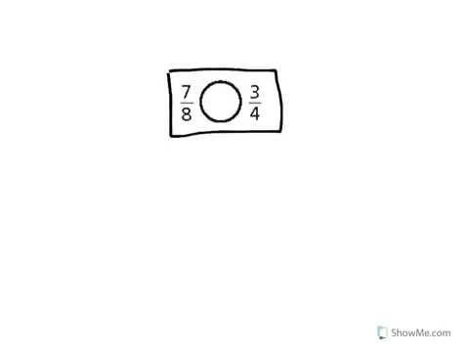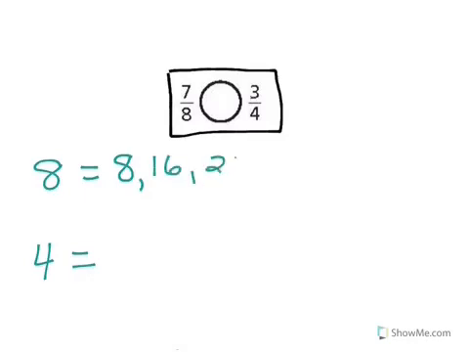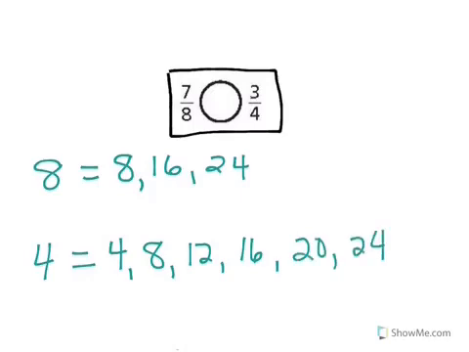So here we have two fractions, 7/8 and 3/4. They have two different denominators. So what I'm going to do is find a common denominator. So we have 8 and we have 4. So I'm going to list or count by my multiples of 8. 8, 16, 24. Then I'm going to count by 4. 4, 8, 12, 16, 20, 24.